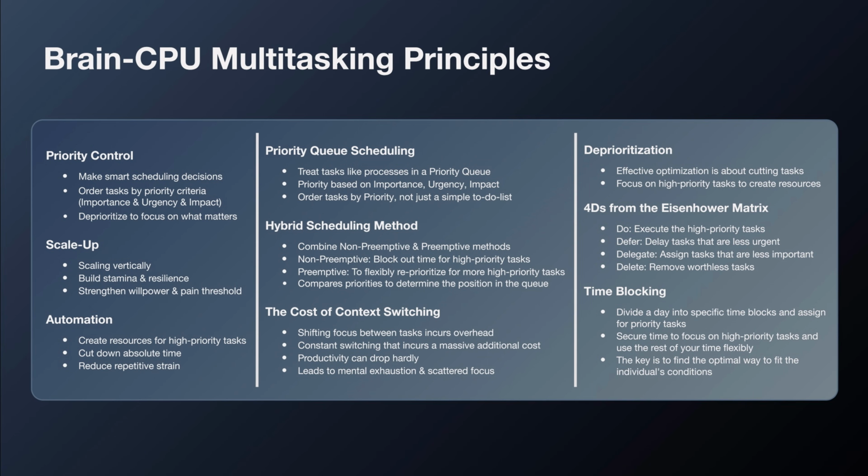Priority control, this is the first step toward a stable system. It's about actively classifying incoming tasks and information and taking control to decide what to handle first. This is a fundamental principle for focusing your energy on what is most valuable.